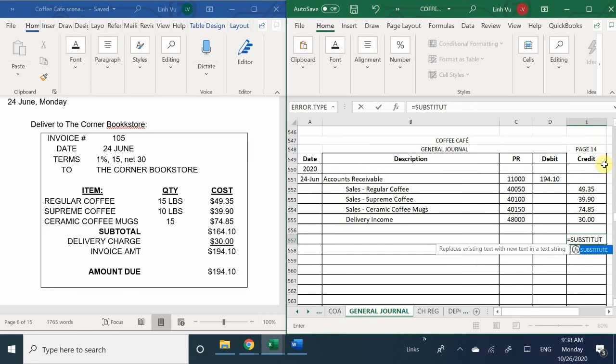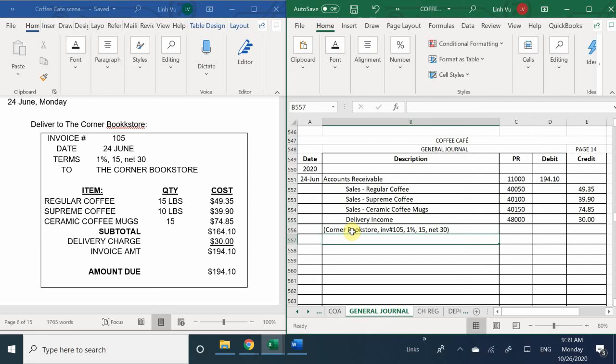I'm going to double check that this is equal to the sum, making sure that I got 194.10. All right, good. And the narration, Corner Bookstore, invoice number 105. I'm going to go ahead and add the terms just so that we know. Net 30.